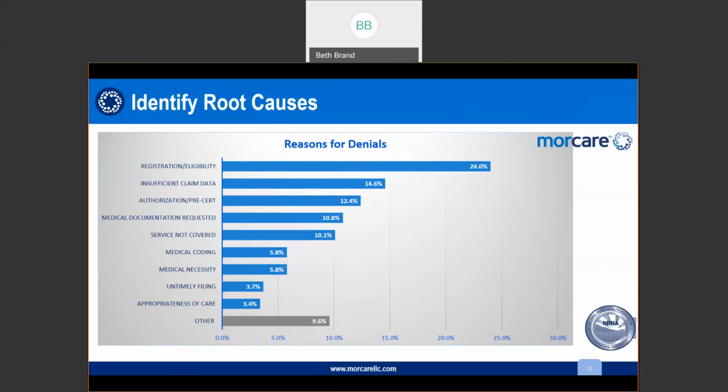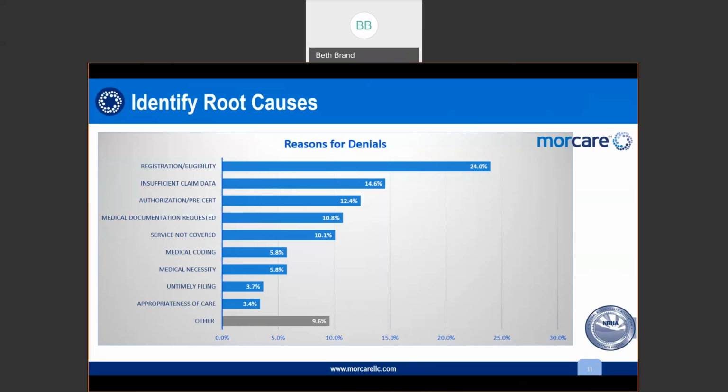Let's do an exercise here in analyzing the root cause of your denials. What you are seeing here is data from a recent nationwide study that was conducted by Change Health, actually. And their analysis identified these reasons as being the most common causes for claims denials in hospitals. And I have to say, from our experience here at MorCare and in our work with customers as we work with them on denials management, we do find that the data our customers see from our system does tend to represent these same key reasons for denials in the hospital.